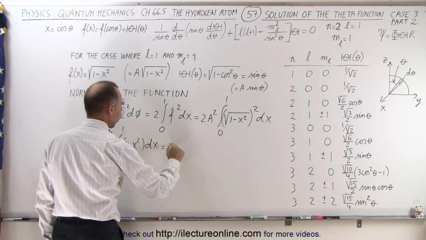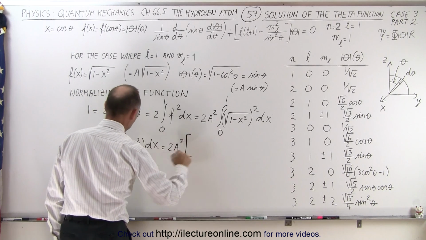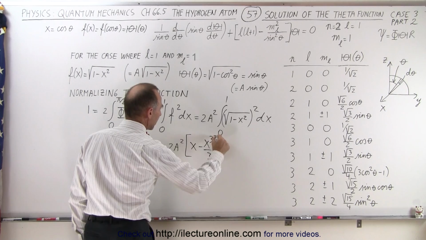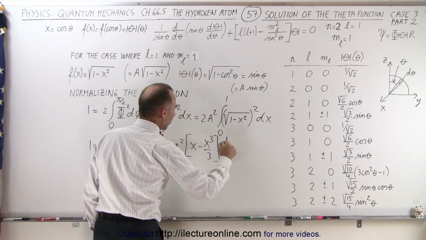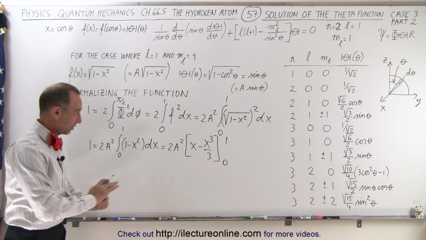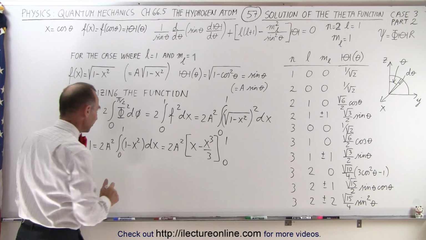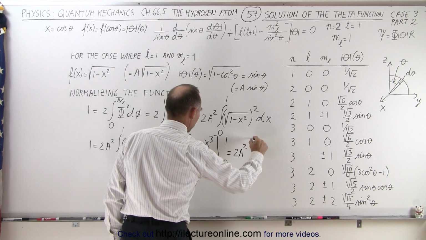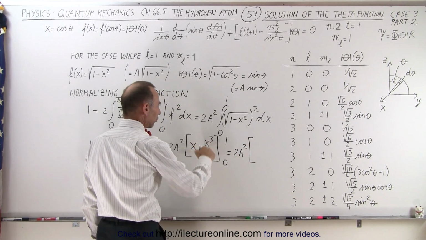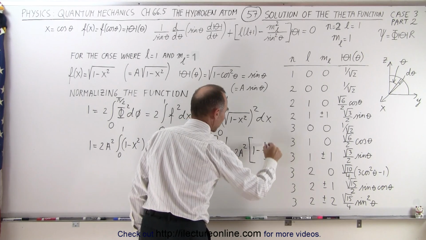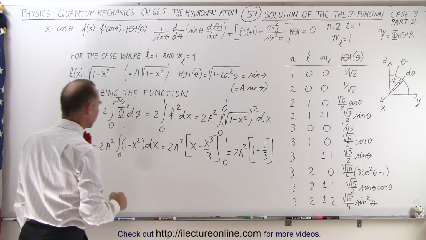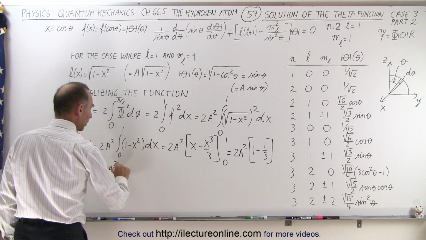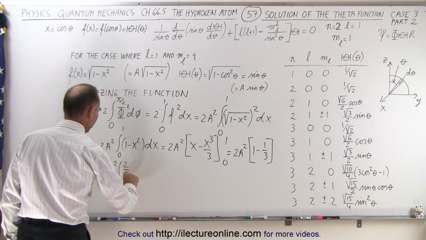So this becomes equal to 2a squared times, that would be x minus x cubed over 3, evaluated from 0 to 1. Notice when you plug in the lower limit, you get nothing. You plug in the upper limit, you get the following. We might as well do it here. So this is 2a squared times 1 minus 1/3. Of course, 1 minus 1/3 is 2/3, so we get 1 is equal to 2a squared times 2/3.